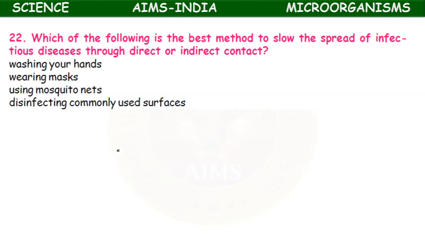Okay. Next, which of the following is the best method to slow the spread of infections or infectious diseases through direct or indirect contact? Washing your hands, wearing masks, using mosquito nets, disinfecting commonly used surfaces. The correct method, the best method to slow down the spread of infections is washing hands, sanitizing hands. It is the best method.